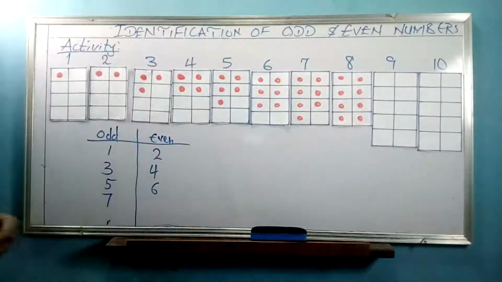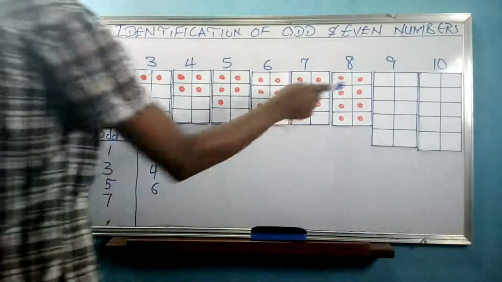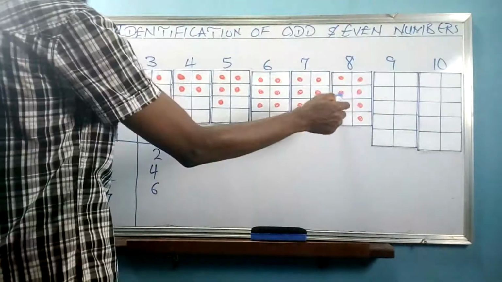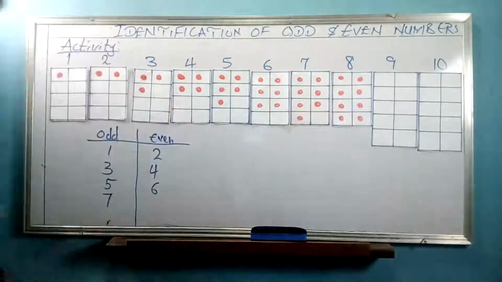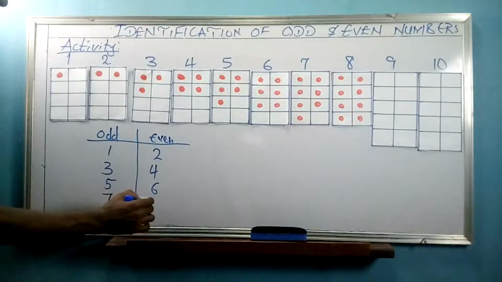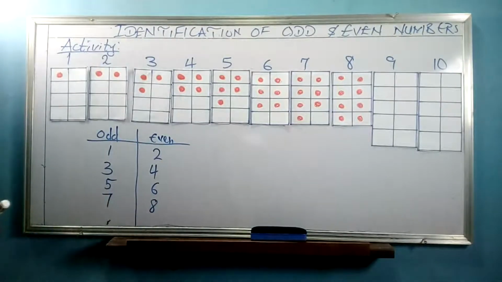That's 8. Let's see, maybe 8 completes its own pair too. All of this is complete. Fine. Complete, complete, and complete. You see that 8 completes its own pair. That means 8 is an even number.